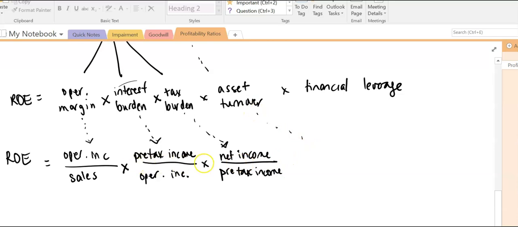Okay, so these are our three measures of profit margin. Multiply that, the profit margin, by the asset turnover. How well did our assets produce sales?